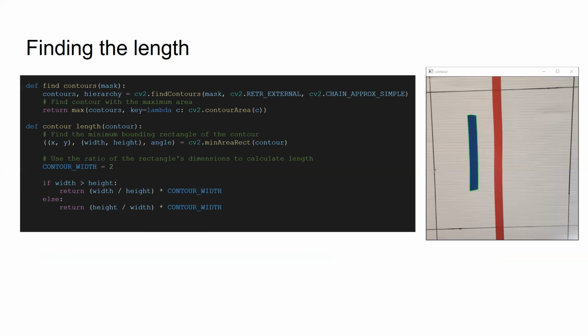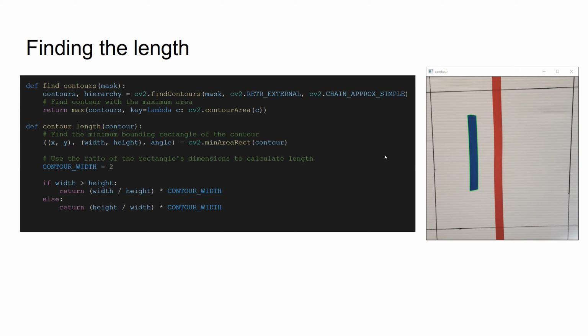So here's that in code. We use findContours, and the retrieval mode is external, so we only get the outermost contours. And for the approximation, we use a simple approximation, and that's not really going to change much, but you can look at the documentation to read more about that. The rationale here is we want to find the contour with the maximum area, which we can find with the contourArea method.